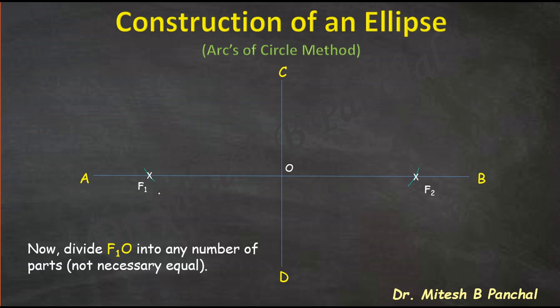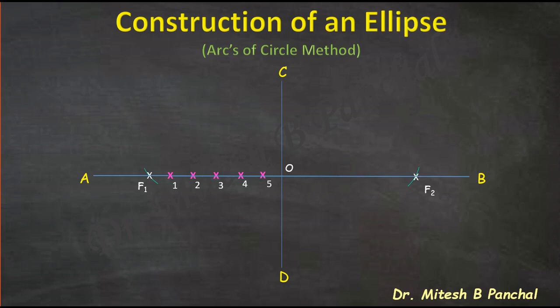Now divide F1O into any number of parts. Here the point you have to remember is that they are not necessarily equal. Whatever number of parts you make, those parts need not be equal. So we are now dividing F1O randomly into say 6 parts. Okay. Now we have to number these points, say 1, 2, 3, 4, 5. So the numbering is from F1: 1, 2, 3, 4, 5.